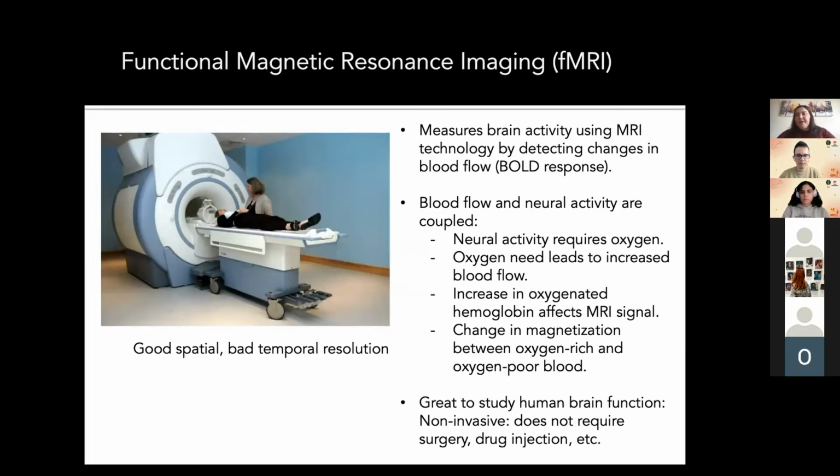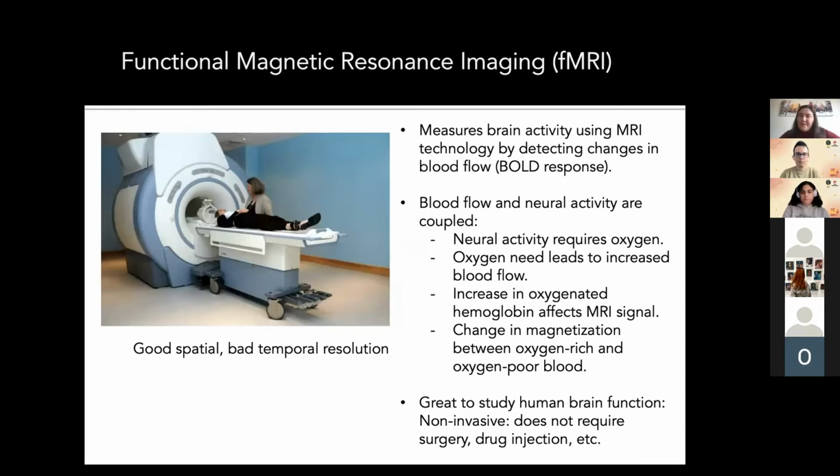Functional MRI, or fMRI, is a technique that measures brain activity using MRI technology by detecting changes in the blood flow, also known as the BOLD response. This method works on the fact that blood flow and neural activity are coupled. How does that work? It works in the following way. When, let's say, one part of your brain is active, there are a couple of neurons processing some kind of stimulus or behavioral input, right? So there is neural activity, and this neural activity requires oxygen, right?